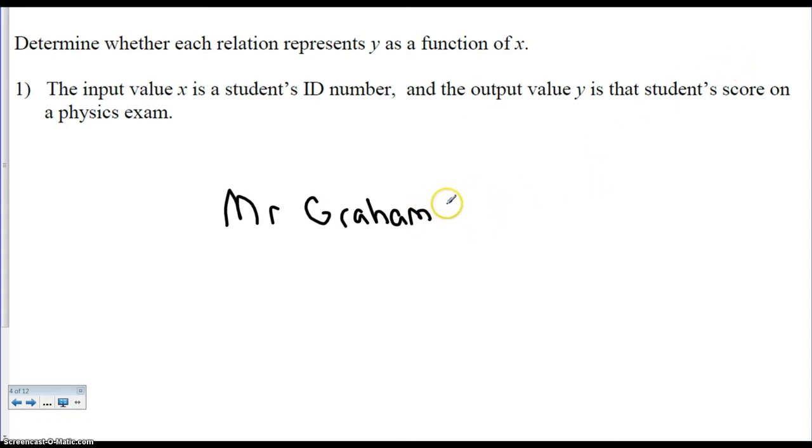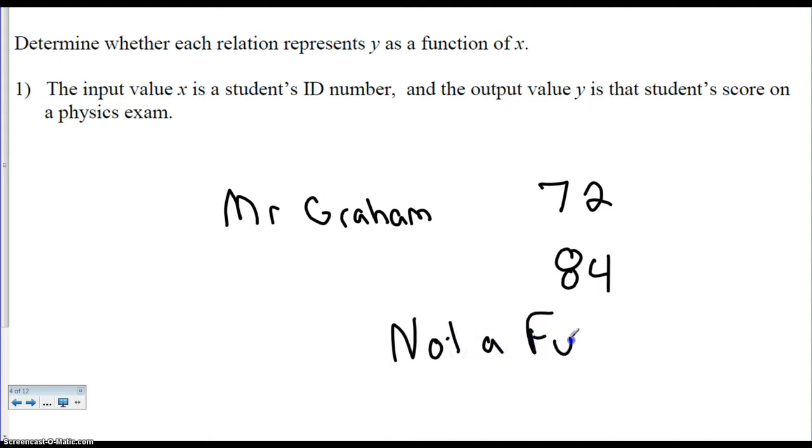So the output value y is the student's score on a physics exam. If I were to look at this, what would be my scores on this exam? I could probably get a 72, or I could get an 84. Now, these are all possible scores. Very rarely will Mr. Graham get the same score on that physics exam. Because of that, this is not a function, because I will have at least two different scores when I take that exam.